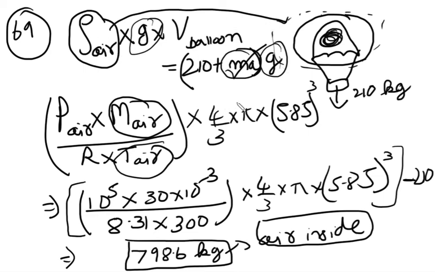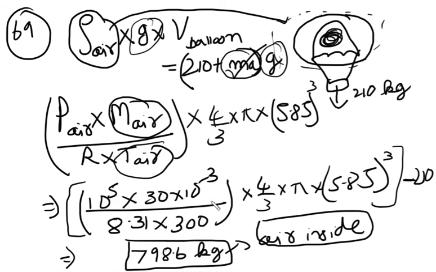The volume of the balloon is 4 by 3 pi r cubed. The diameter is 7.7, so the radius would be 5.85 meters. So P of air, pressure of air, into the molecular mass of air by R into T of air, all quantities with respect to outside, is equal to mg. The mass of the payload is 210 kgs plus the mass of air inside. So 210 plus the mass of air inside, into g. From the substitutions, we get 798.6 kgs of air inside the balloon.